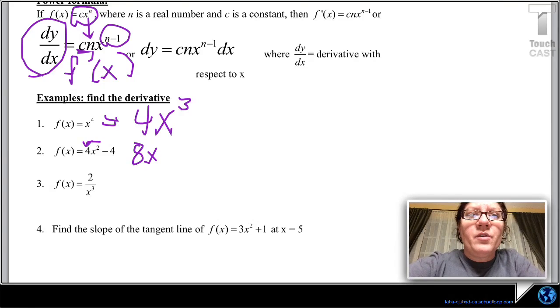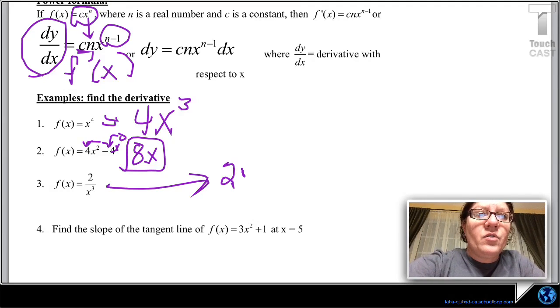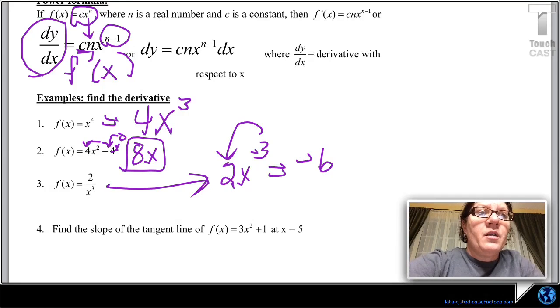And then remember that this is really x to the 0, and so if I multiply 0 times 4, that gives me 0, so I just end up with 8x. And then on this last one, remember I can rewrite this. This is the same thing as 2x to the negative 3, since the 3 is in the bottom. And so again, I'll multiply power by coefficient, so I get negative 6, and then I'll decrease the power by 1. And so if I decrease the power by 1, I'll get x to the negative 4. And of course, I could write that as negative 6 over x to the 4th.